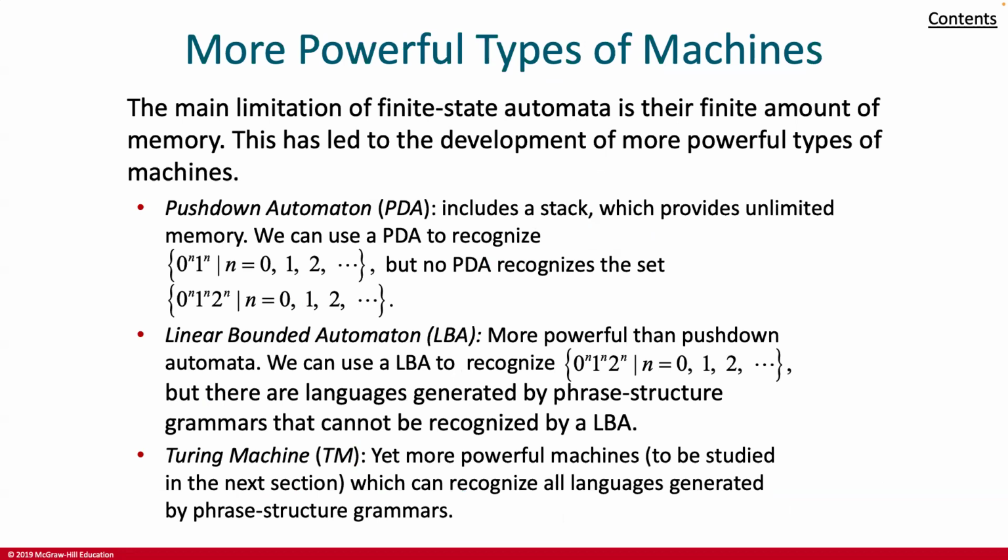So the main limitation of finite state automata is their finite amount of memory. This has led to the development of more powerful types of machines: push-down automaton, linear bounded automaton, and Turing machines. And Turing machines are more powerful than these other ones. And this is what we're going to focus on next.